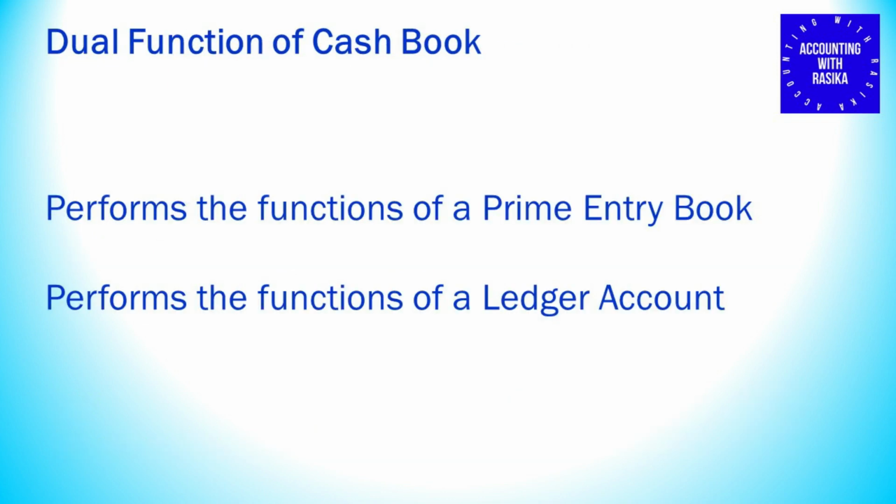First, we will look at the dual aspect or dual function of the cash book. The cash book performs the function of a prime entry book. That is, it captures the cash receipts and payments of a business. And then it performs the functions of a ledger account as well. That is, the credits and debits on the cash book have corresponding credits and debits in other accounts. So the cash book functions as a prime entry book and also as a ledger account.